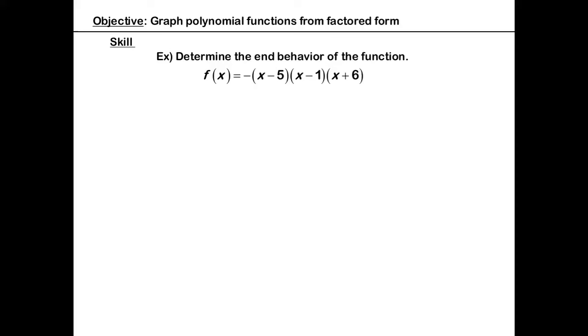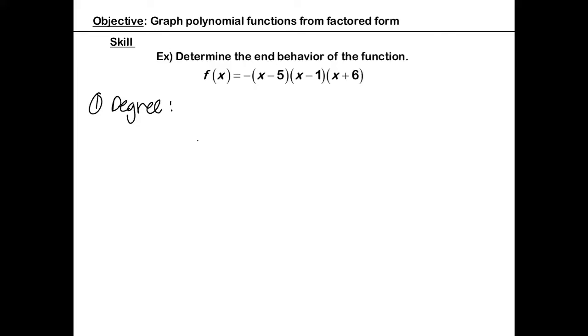So on Friday, I gave you guys the end behavior and I gave you guys the zeros. But today, we have to figure out the end behavior. So in order to do that, we need to figure out if this is even or odd, positive or negative. Okay? So you have this on your notes. You don't have to copy it down. That's already there for you. So we need to first figure out the degree. So our very first step is to figure out the degree of the function.